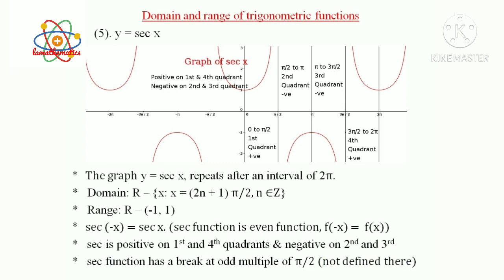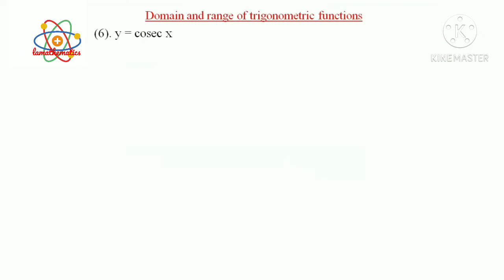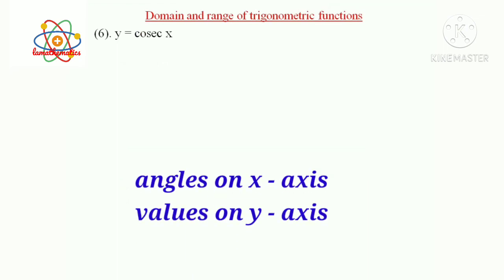The sec function has a break at odd multiple of pi by 2. At that point, the graph does not exist. Also, the function is not defined at the point x equal to pi by 2 or odd multiple of pi by 2. Consider the graph of cosec function, that is y equal to cosec x. We plot the graph of cosec function taking angles on x-axis and the corresponding values on y-axis.